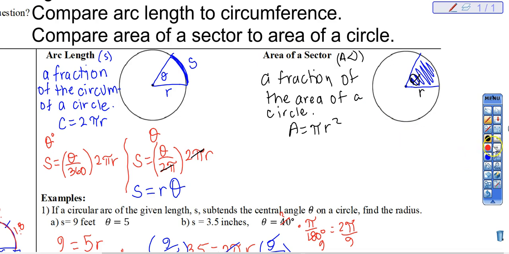Okay, so if theta is given to you in degrees, we're just going to take a fraction of the area of the full circle by saying the area of a sector is equal to theta divided by 360 degrees times pi radius squared.